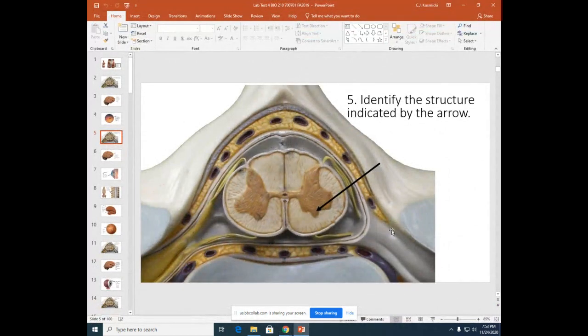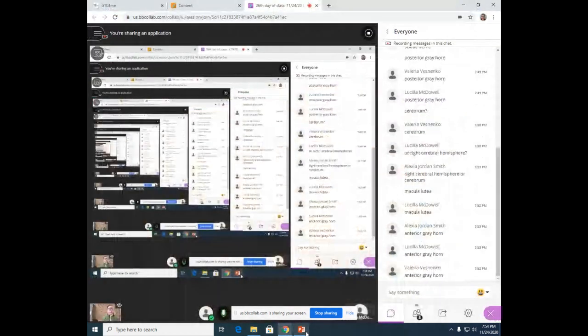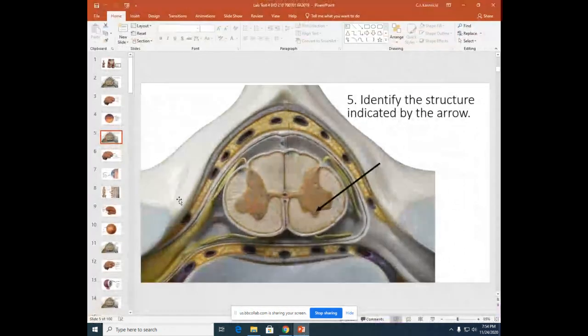Okay, so number five, identify the structure indicated by the arrow. Obviously we know where we're at: back into the good old spinal cord. It's pointing up there, that structure. All right, folks here, what do you think? What are we thinking? Anterior gray horn or ventral gray horn? Yep, I'll take either one. And you folks at home, booyah. Anterior gray horn, good job. Awesome, I love it.